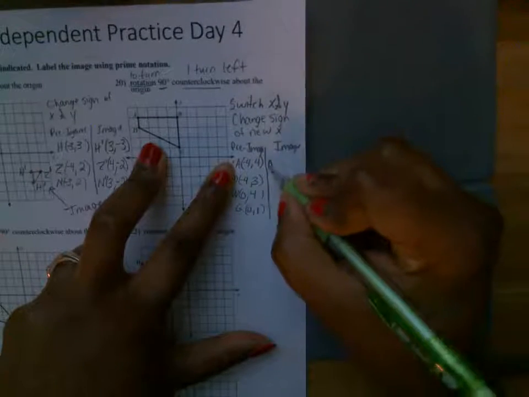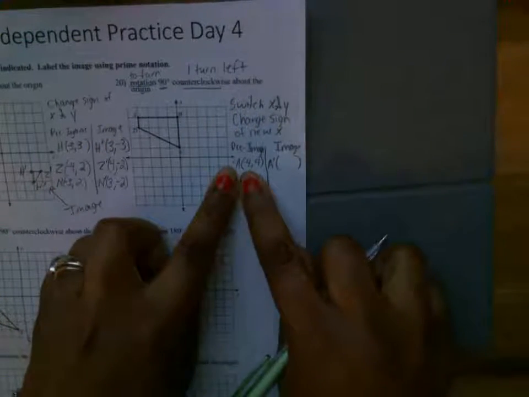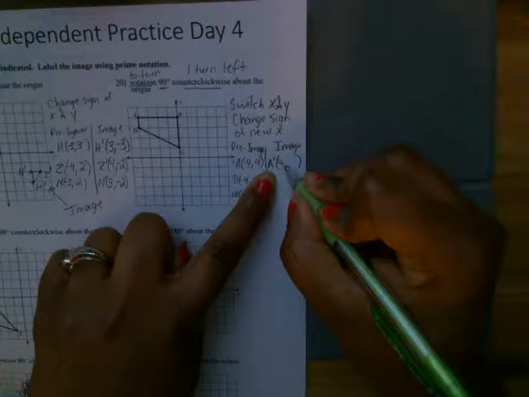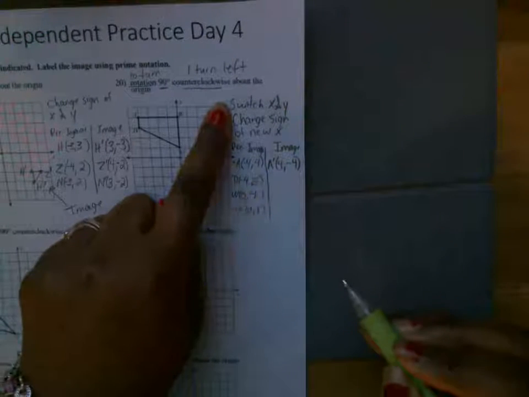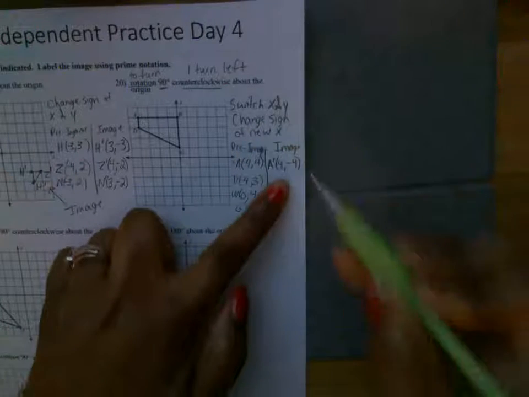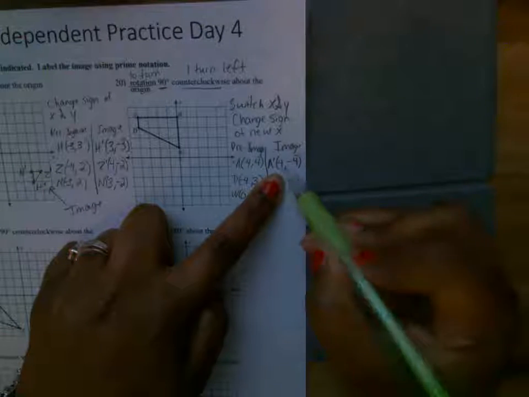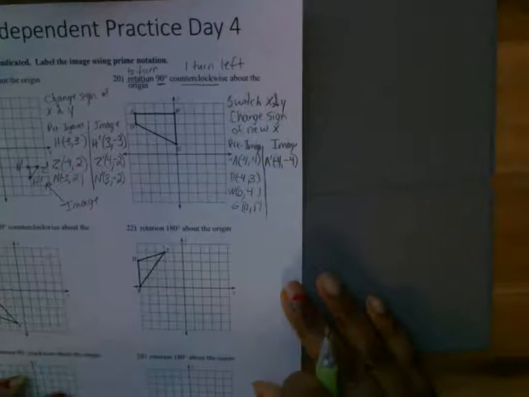All right. So we're going to use this rule. So A prime, the first thing we do is switch the X and the Y. So instead of negative 4 and positive 4, it's going to be positive 4, comma, negative 4. After you switch it, you're going to change the sign of the new X. This is the new X right here. Since this is a positive 4, we're now going to change it to a negative 4. So let me put a negative in front of the 4. Questions about that?